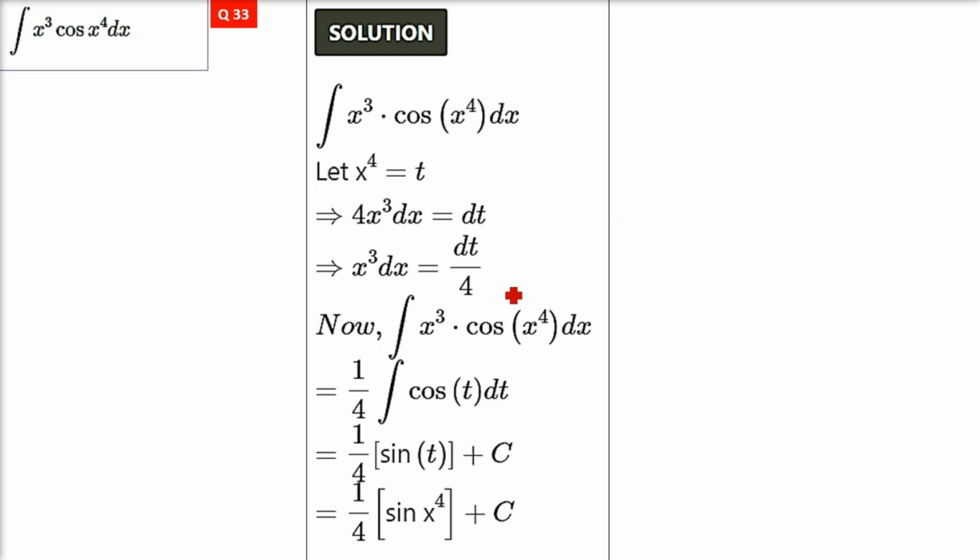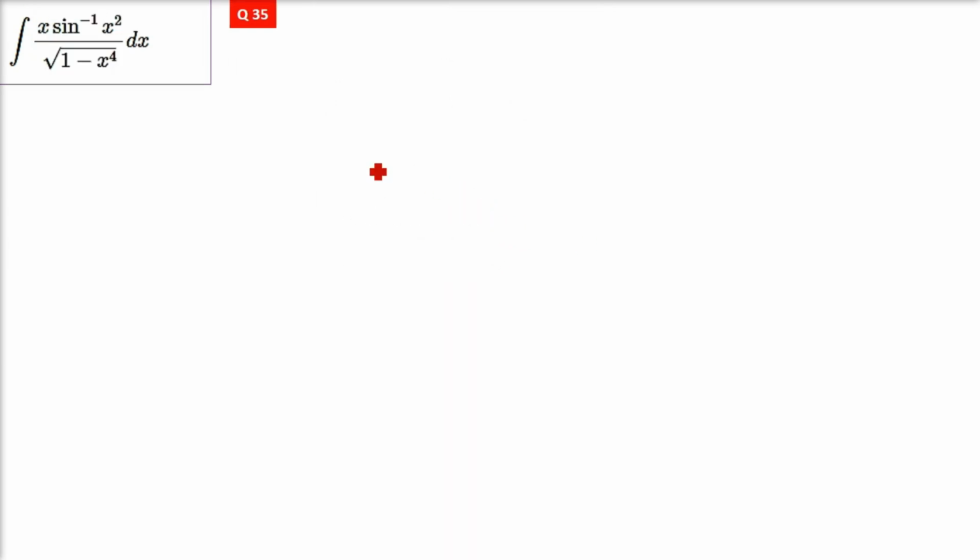So this is how we are going to write it. All this let and the symbols have to be written. Now when you take this sine inverse x square, you are going to get this x dx by under root 1 minus x to the power 4 directly.